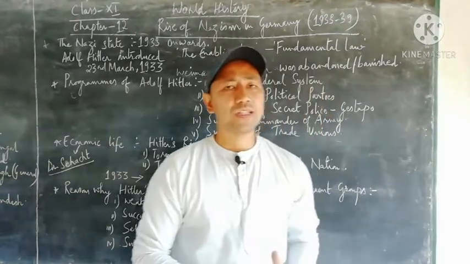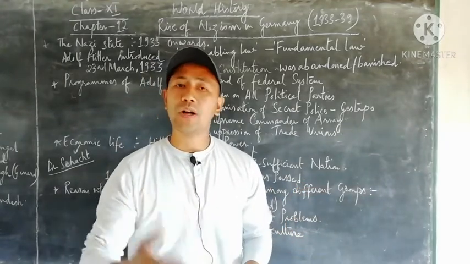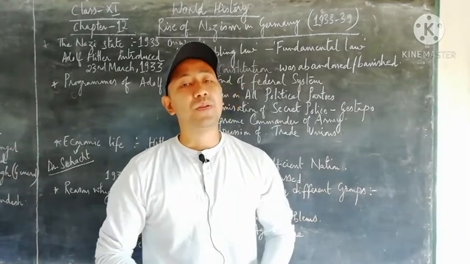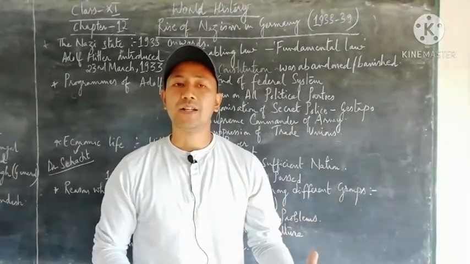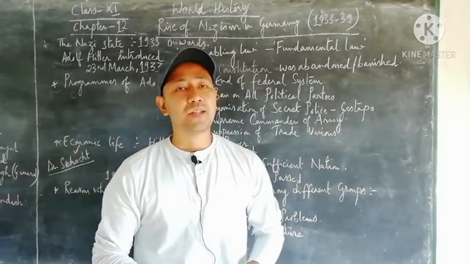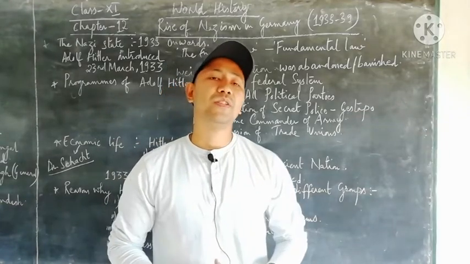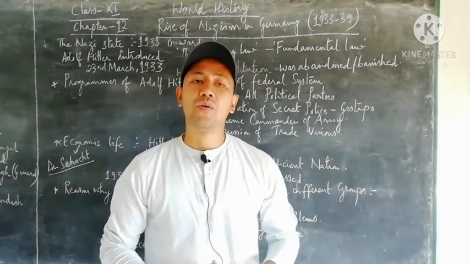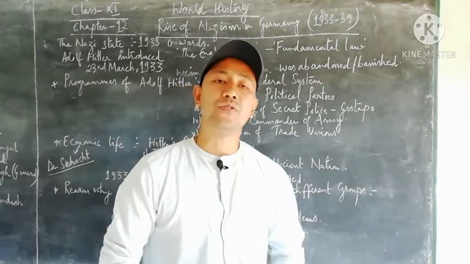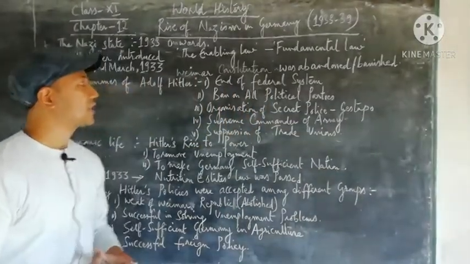But in today's class we will see the continuation of the same chapter: after 1933 what kind of establishment or what kind of policies were introduced by Hitler in order to make his nation a very powerful, strong nation, and at the same time lots of policies which would be very beneficial to go against all the Allied powers, as Germany had to face defeat in the First World War and had to sign a treaty known as the Treaty of Versailles. So let's start the class.